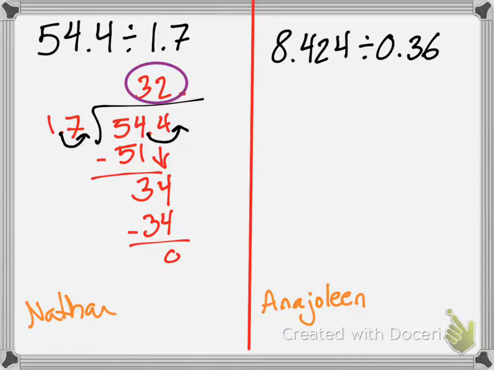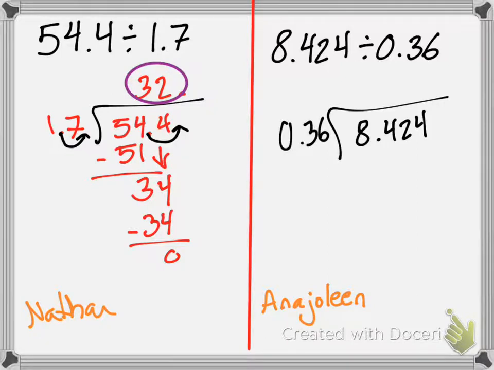Excellent. Anna Jolene, which number goes inside our house? 8.424. Yeah, 8 and 424 thousandths. So outside is 36 hundredths. How many bunny hops do I need to do on the outside? 2. Perfect. So what am I going to do on the inside? Also 2. Perfect. And I just bring my decimal up. We know 36 does not go into 8. So how many times does 36 go into 84? 2, which equals 72. What do you get when you subtract it? 12. Yeah, we get 12.